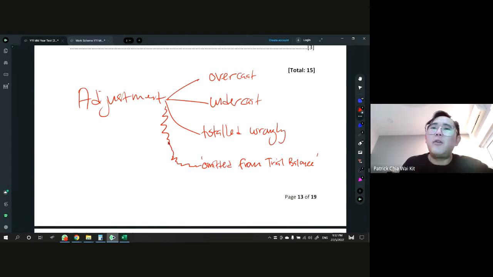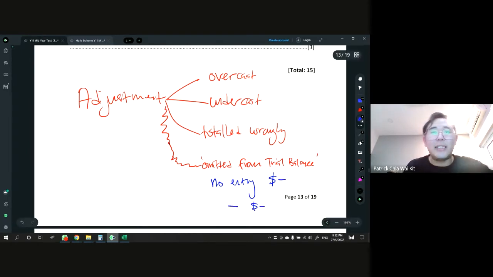So if it's from the trial balance, then this is a special one, whereby the answer is a no entry answer. You have to choose no entry, and then the amount is zero or dash. Or you can just put dash, and then the amount also dash. This is what I mean by the special answer, only when you see the words from the trial balance. So if you see any of these words, then we use adjustment. If it's not, then it's the three-step method.